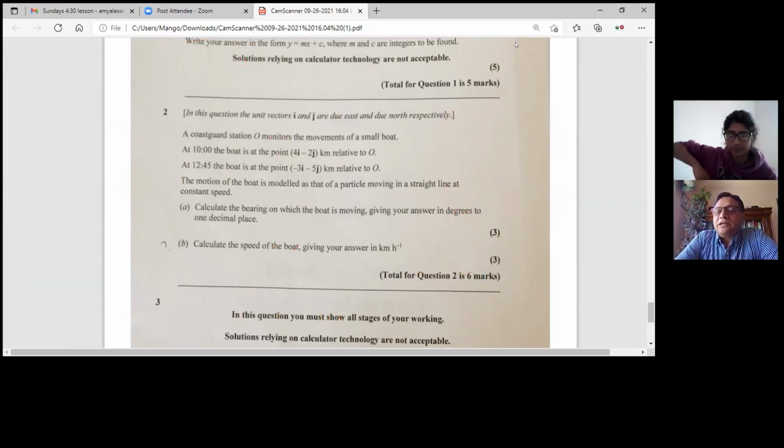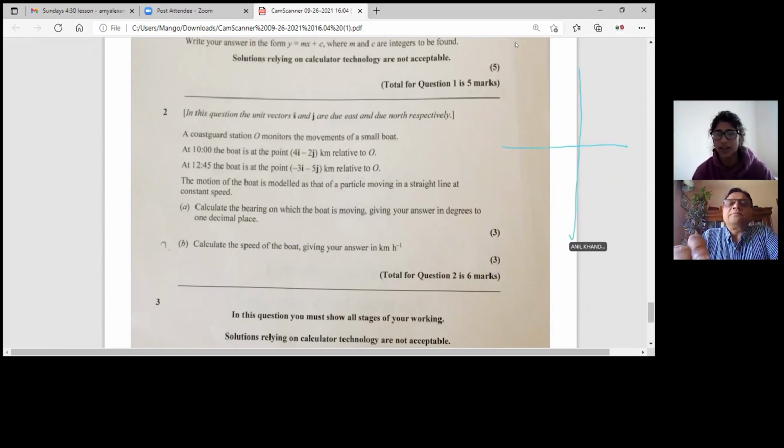Can you please tell me the strategy adopted in answering question number 2? In the exam, how will you approach it? When I come across it, first it's all about drawing a diagram. Do the axes and then plot the points. So you do 4 along the x-axis, -2 down, plot that at 10 o'clock. And then at 12:45, you've got -3, -5, and draw your triangle. So that's the first sketch.